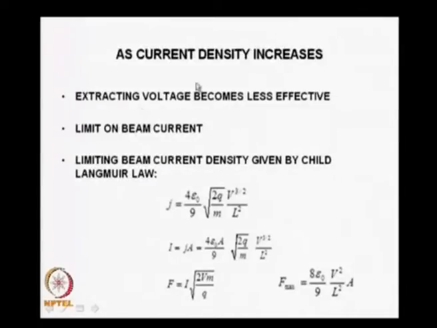Well, this is all what we say is, as current density increases, we had three problems. Maybe the extracting voltage becomes less, therefore Child's law came into the picture.